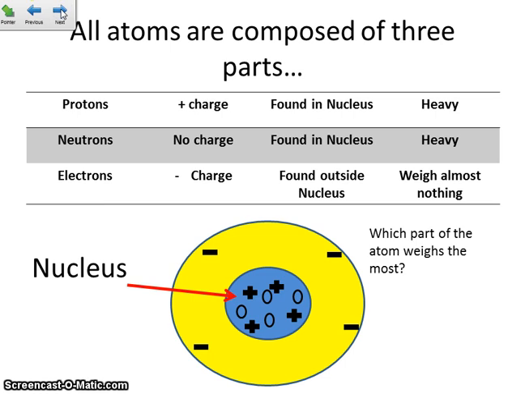So which part of the atom weighs the most? The nucleus or the electron cloud? What do you think? Hopefully, you said the nucleus. The protons and the neutrons are both found in the nucleus, and those are both the heavy parts. The only thing found outside in this electron cloud is the electrons, and they weigh almost nothing, so that electron cloud hardly has any mass in it. All the mass of an atom is found right here in the middle.